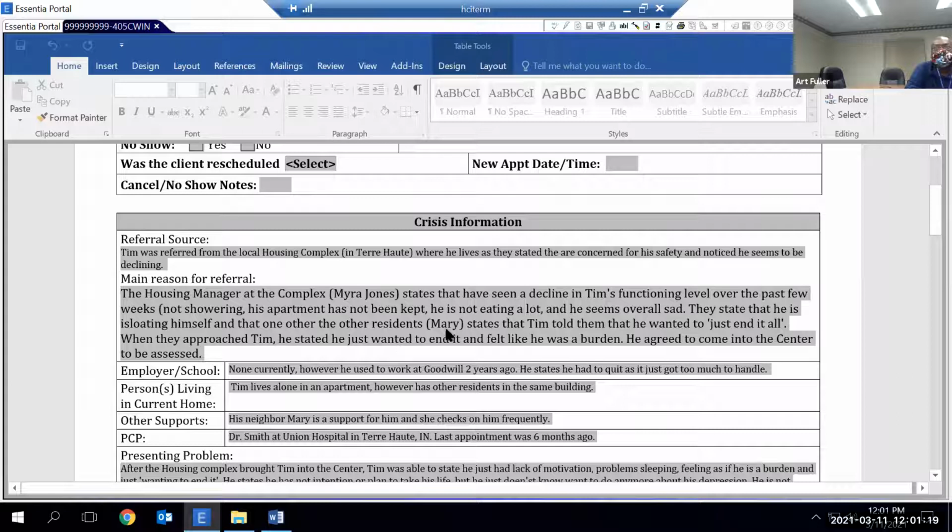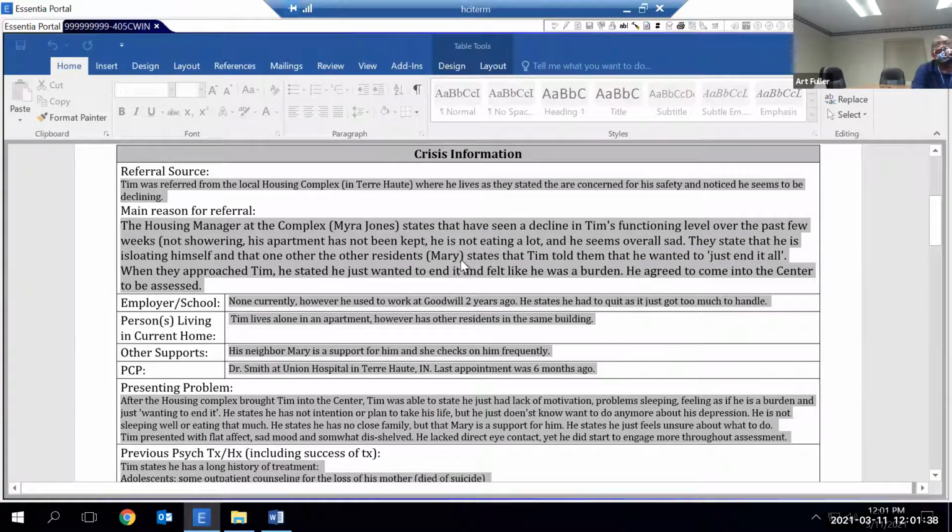And one of the other residents, Mary, even states that she heard him say he just wants to end it all. So when they approached Tim, he states he just wanted to end it and he feels like a burden. And that's when they felt like he needed to be assessed, and he agreed to come in. So we just want to make sure we capture all of that in the reason for the referral, any statements, quotes that we're hearing from that referral source and from the client.